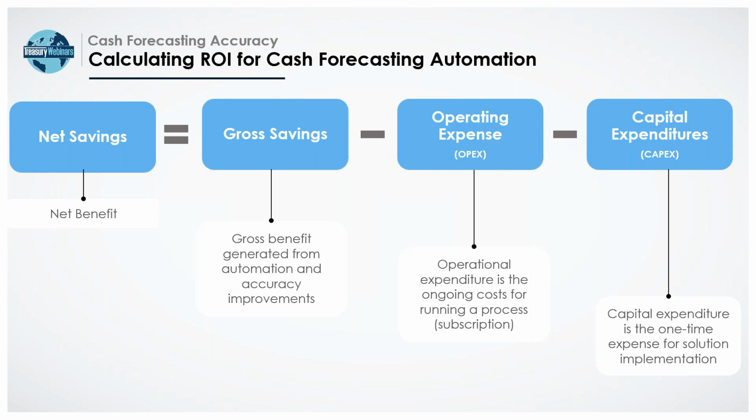Your gross savings, which is the benefits that you can quantify, right? And then we have our OPEX, depending on the process, if it's a subscription-based model, or CapEx if it's a one-time expense for your solution. So depending on what type of technology you choose to implement, those can be ongoing expenses, or however you choose to look at the CapEx side of it in terms of your time frame on your net savings.